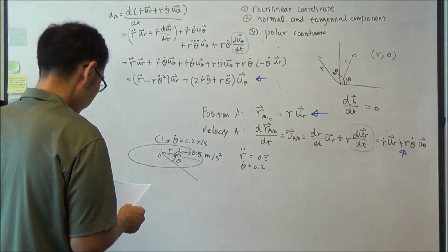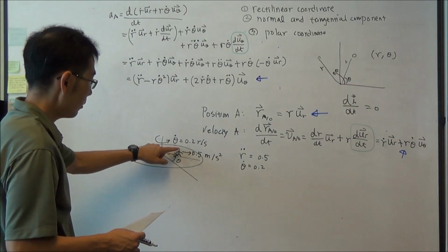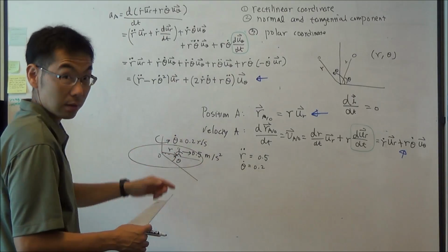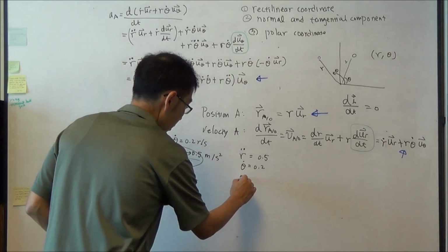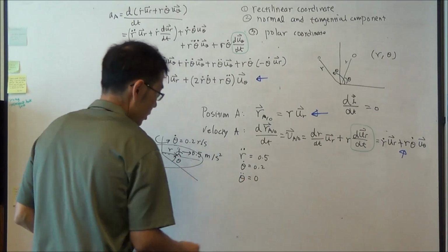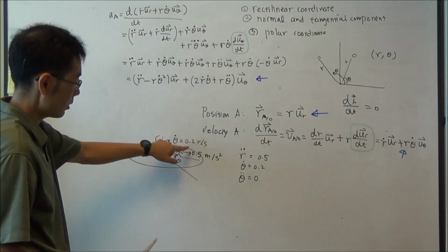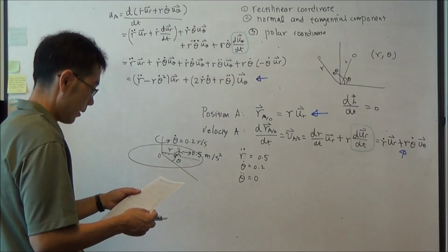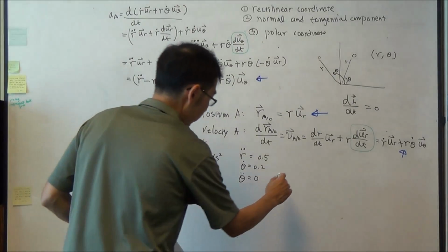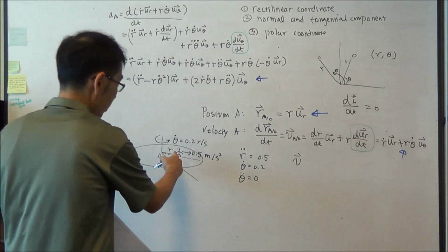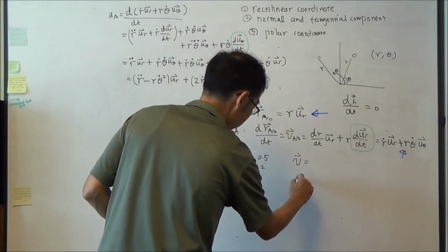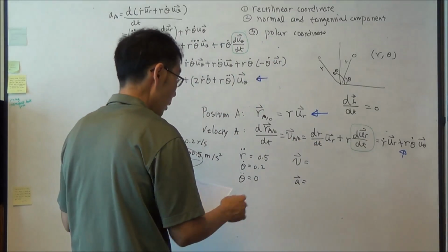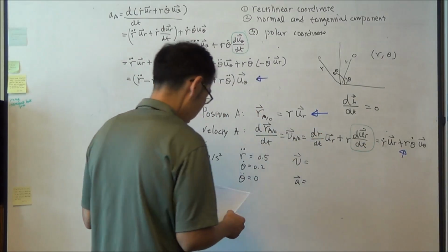And then the angular velocity is constant, which is 0.2, which means angular acceleration is 0. So theta double dot should be 0, because the angular velocity is constant, so the angular acceleration should be 0. So we want to find the velocity of the person and also the acceleration. So what is the velocity? The velocity is this one, right? So let me use this equation.